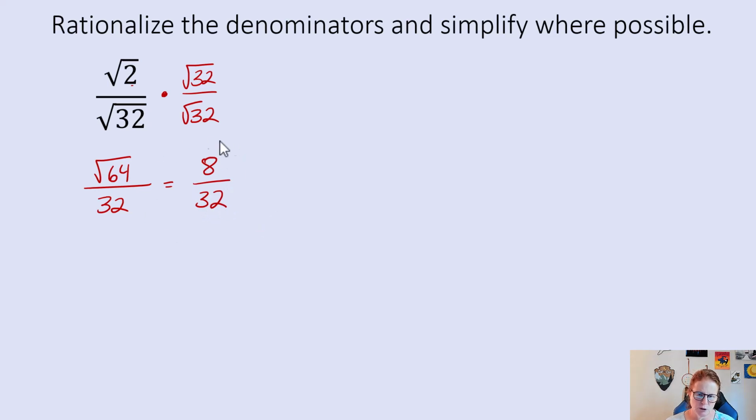Now I have to look at my overall equation. It's 8 over 32. I divide everything by 8 to simplify. I'm going to get 1 over 4. Final answer.